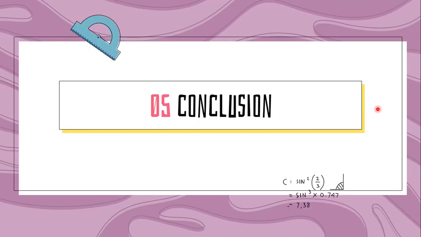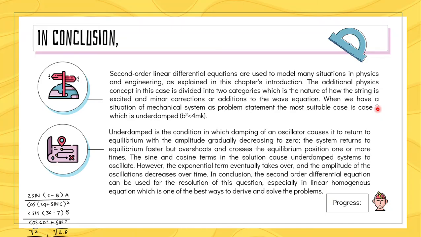Now we reach the final part, which is the conclusion. Second order linear differential equations are used to model many situations in physics and engineering. As explained in this chapter's introduction, the additional physics concept in this case is divided into two categories, which are the nature of how the string is excited and minor correction or addition to the wave equation. When we have a situation of a mechanical system as the problem statement, the most suitable case is case 2, which is underdamped, b squared less than 4mk.